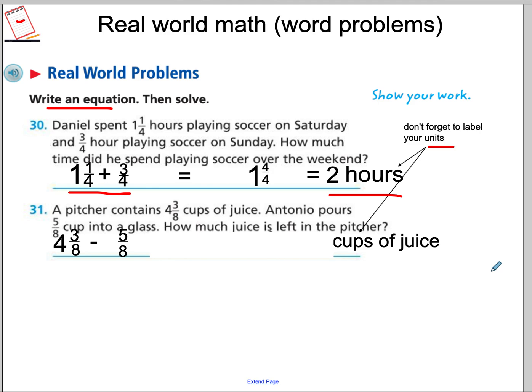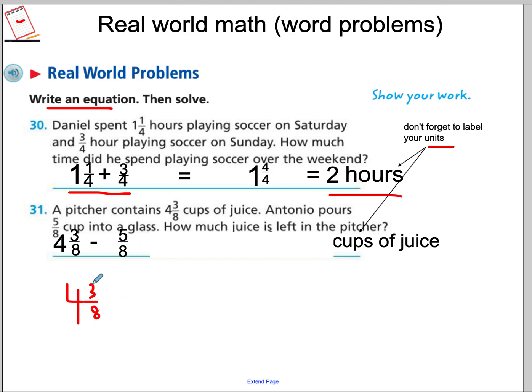Now number 31. This one's a little tougher. A pitcher contains 4 3/8 cups of juice. Antonio pours 5/8 of a cup into a glass. So not a whole glass. How much juice is left? Again, handwrite your equation. You may do it vertically if you want. 4 3/8 subtract 5/8. This is just like the last slide where we don't have enough. So I'm going to go ahead down here and show my work. You're going to match me.